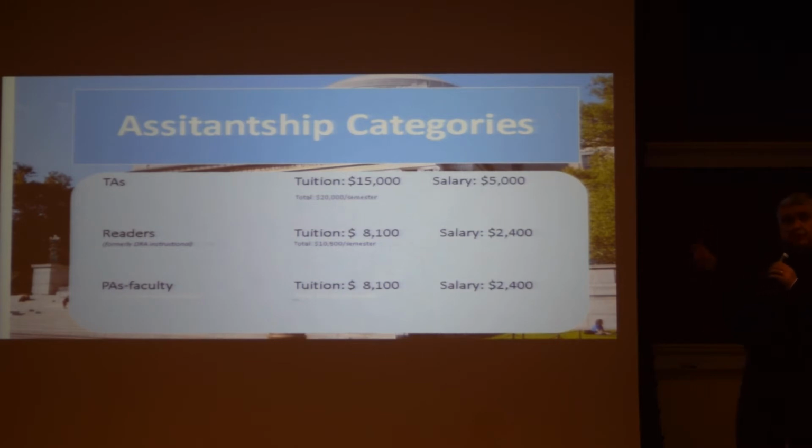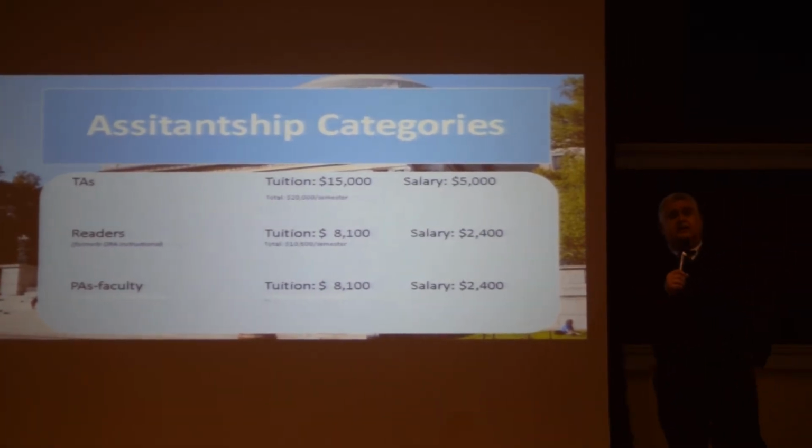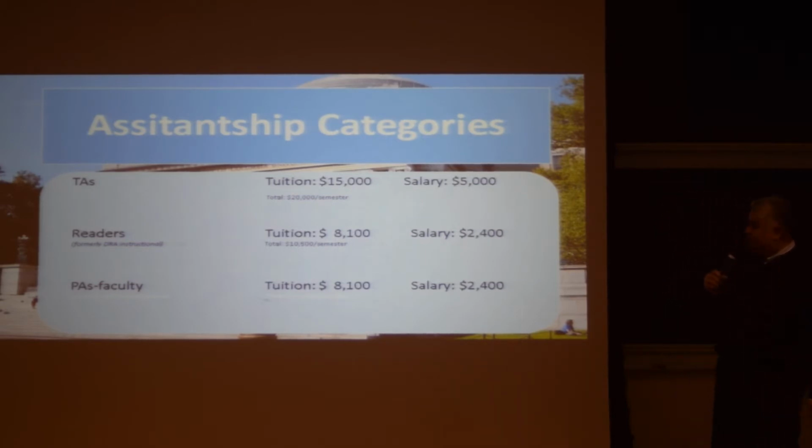The next category are PAs for faculty. And these are basically what you now know as DRAs in concentrations and specializations. They just have a new name. They're called PAs, faculty. The package is the same as it is for those who have those positions now. The only thing that changes is the name. It's the same $10,500 as the previous one.